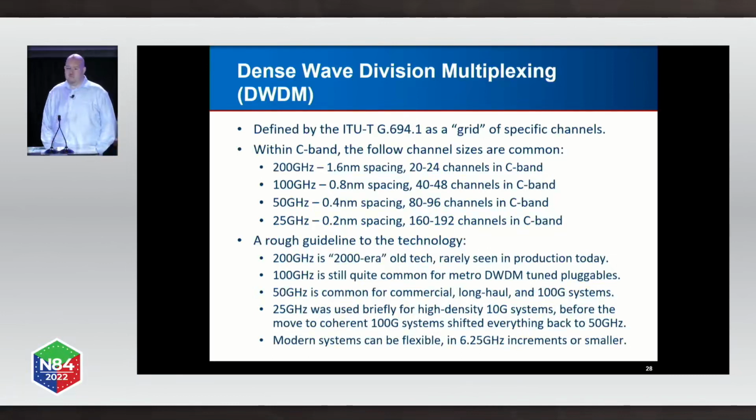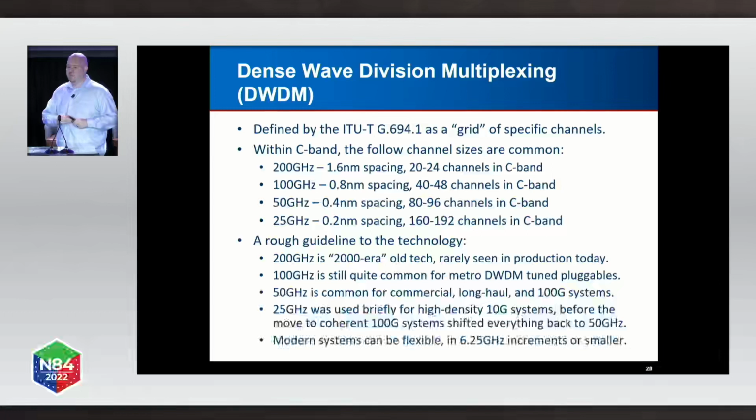Then you have the 50 gigahertz. If you look at the evolution of the technology, you went from 200, to 100, into 50. That's still very, very common for your commercial systems, your long haul systems. And then we moved into 25, right in the era when we were trying to get as much capacity as possible but were limited in our technology. The only thing we could do was add more and more 10 gigs. You saw that move very briefly, and then you saw that back away.